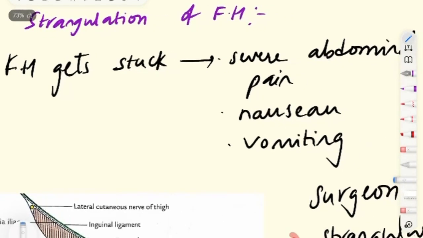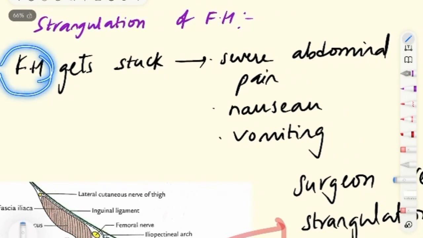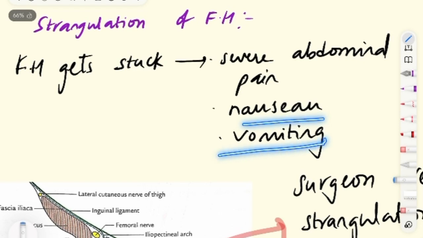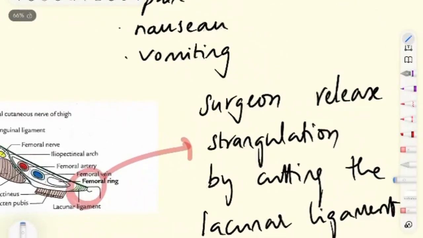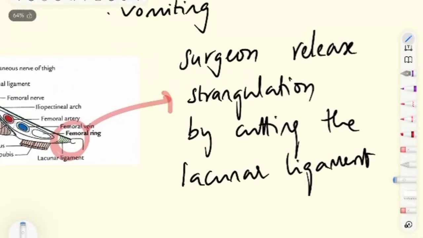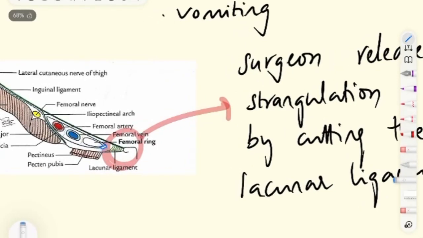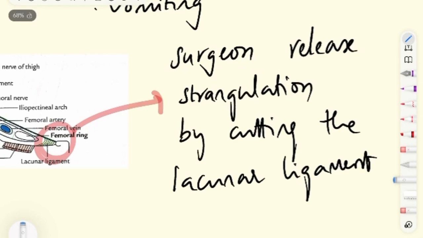When the femoral hernia gets stuck, it leads to severe abdominal pain, nausea and vomiting. This happens because the femoral hernia gets stuck, and surgeons will release this strangulation by cutting the lacunar ligament, as you can see here, at the femoral ring. To relieve the femoral hernia getting stuck in the femoral ring, they cut the lacunar ligament and release the strangulation.